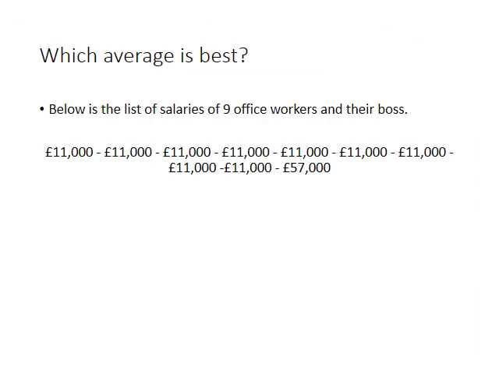So finally, thinking about this question, which of the averages would be best to use for this? We've discussed it's not going to be the mean, because that would be affected by the 57,000. And in terms of mode or median, it doesn't really make a difference because they're both going to give you the same answer of 11,000.